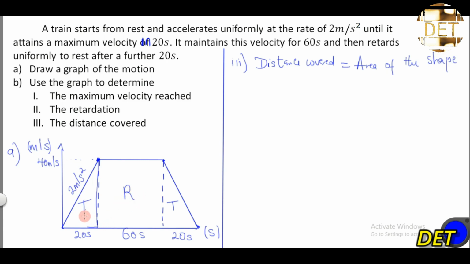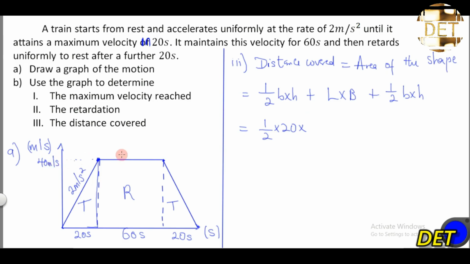So here we have a right angle triangle, here we have a rectangle, and here we have another right angled triangle. So what is the area of a triangle? For this first one, the area of a triangle is half base times height, plus the area of this rectangle, which is length times breadth, plus the area of this right angle triangle, which is half base times height. So this will be equal to half. The base is 20, times the height, which is 40 meters per second.